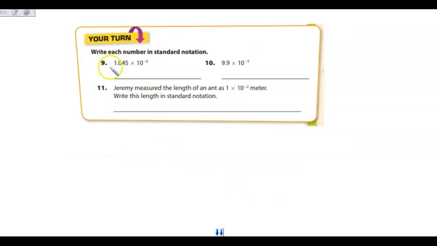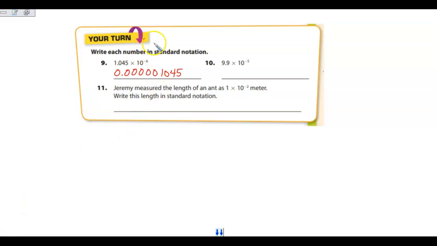So we're going to take number 9 and we're going to write it in standard form. How many places is the decimal going to move? 6 places. So we're going to write the number. It starts here between the 1 and the 0, and we need to move it 6 places to the left.